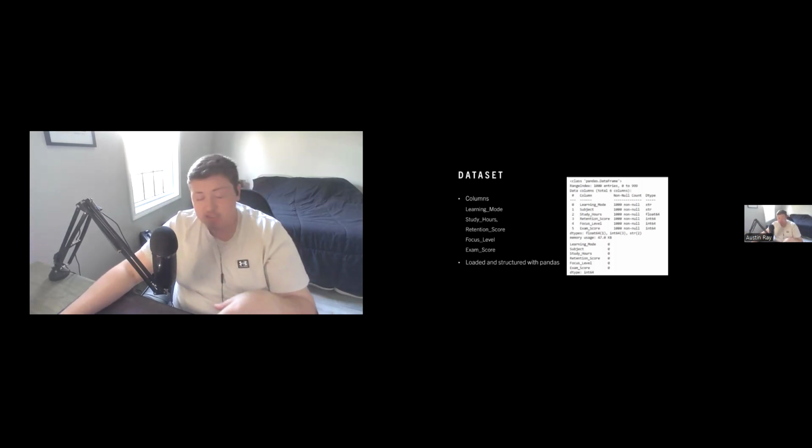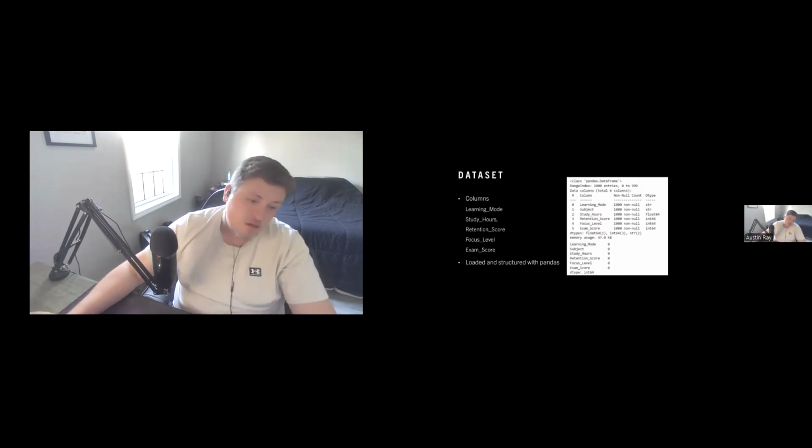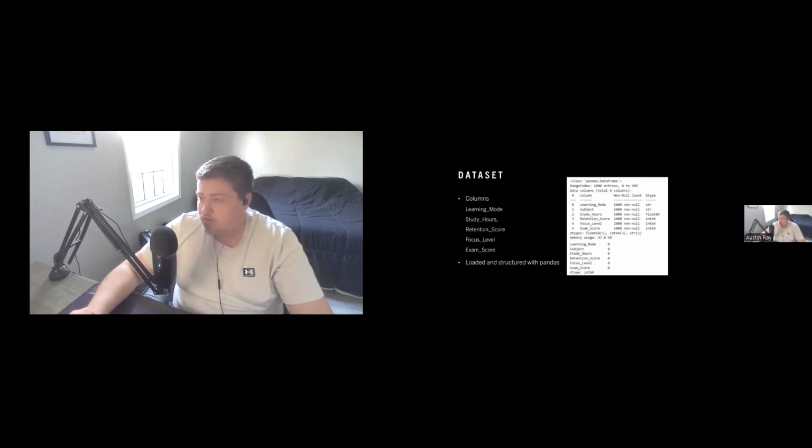This data set includes several important columns that we'll be looking at over this presentation. It includes the learning mode, which is whether the student was offline or online. It also includes study hours, retention score, focus level, and exam scores. I loaded this data set into Pandas and structured it into a data frame so it could be analyzed easily.